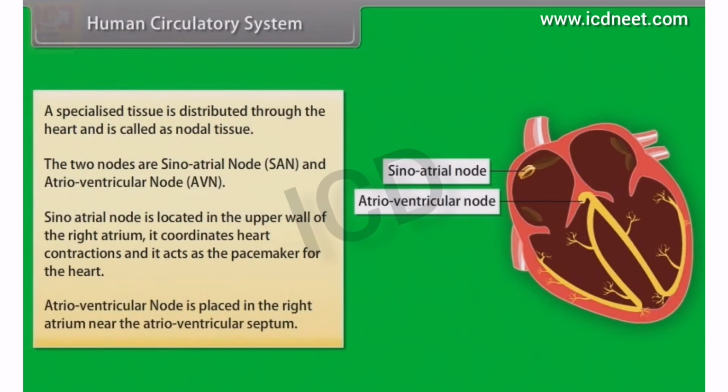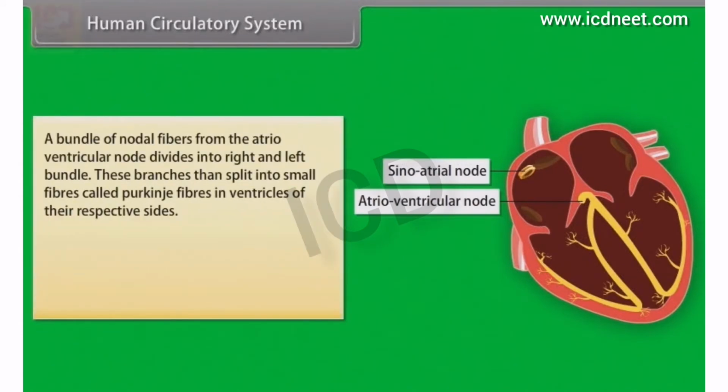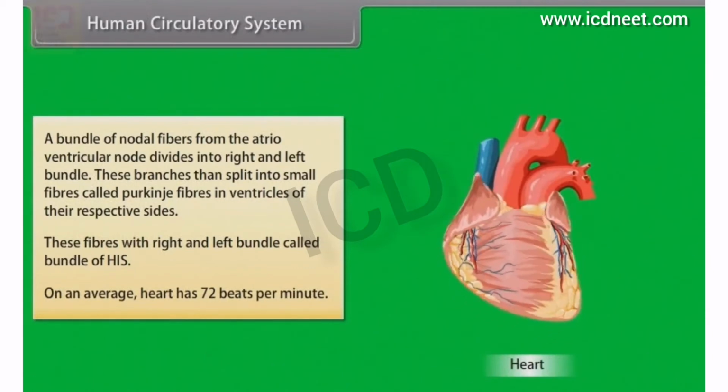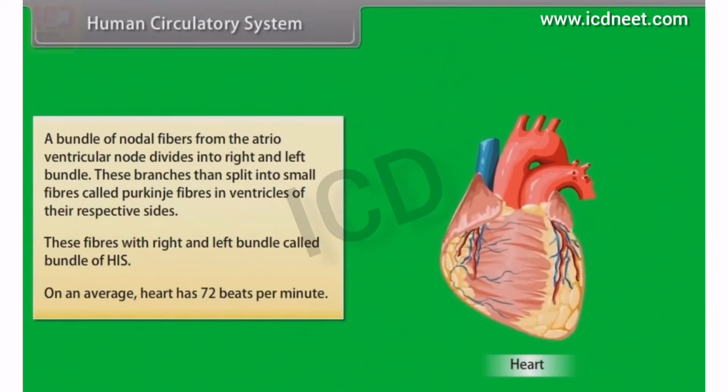Atrioventricular node is present in the right atrium near the atrioventricular septum. A bundle of nodal fibers from the atrioventricular node divides into right and left bundle. These branches then split into small fibers called Purkinje fibers in the ventricles of their respective sides. These fibers with the right and left bundle are called the bundle of His. On an average, heart has 72 beats per minute.